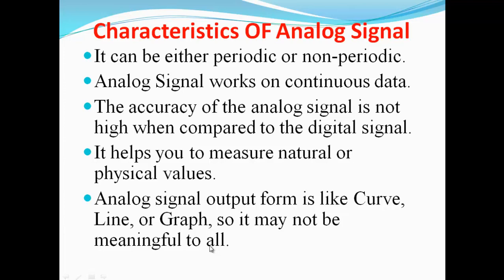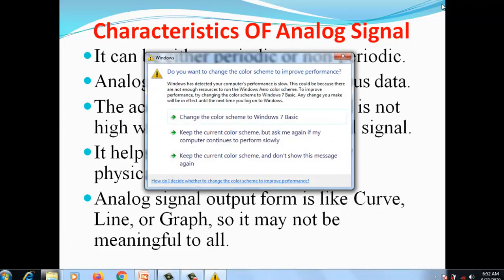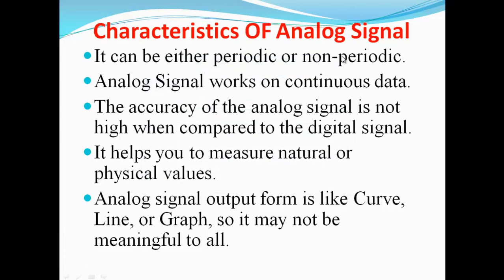With analog data, the problem generally is that data is represented in some particular format, such as a curve format, a line format, or a graph format. So many times people or computer systems do not understand it very properly. That's why in computers data is always represented in digital form. Many times computers do not understand this concept easily or properly. That's why computers always use digital data.